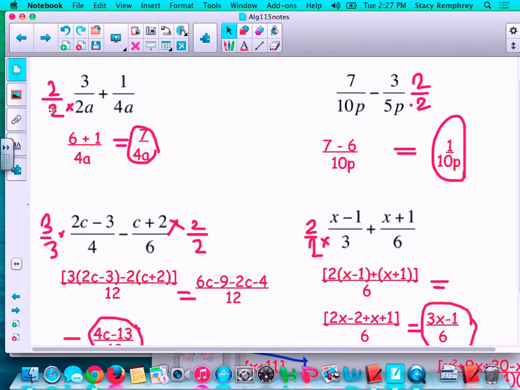All right, in the first one, the common denominator was 4a. So I needed to multiply top and bottom by 2 here. That gave me 6 over 4a. So I have 6 4ths, 4 a's, and 1 over 4a, and so that gives me 7 over 4a. Over here, to get the common denominator of 10p, I had to multiply the right fraction by 2 over 2. 3 times 2, that's where this 6 came from. Again, keeping the denominator. 7 minus 6 is 1 over 10p.